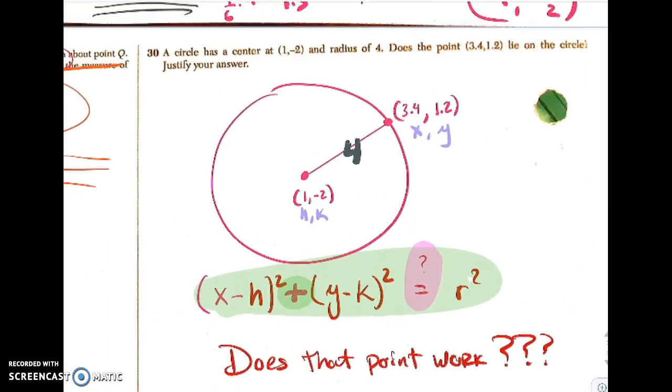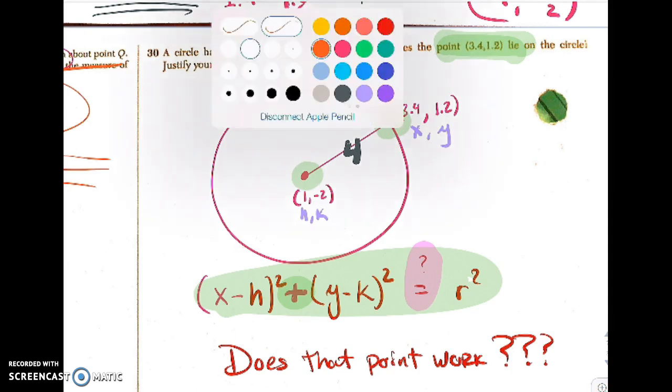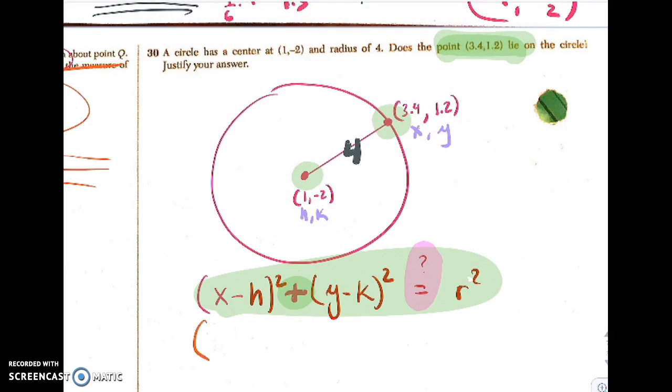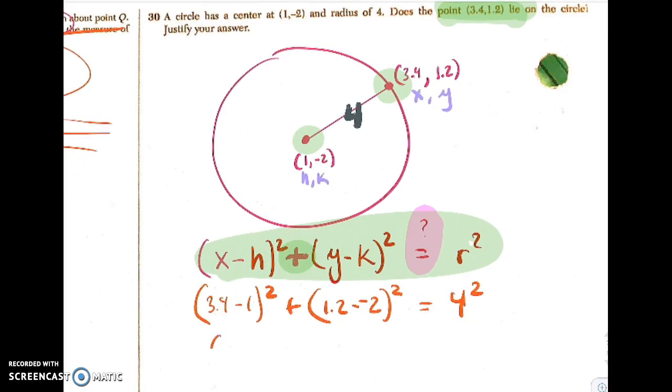This one is asking us, is the point 3.4, 1.2 on the circle? I drew it as if it was on the circle, but I'm not really sure that it is yet. If it works in the circle equation, then it is on the circle. So, does the point work? Let's see. X is 3.4 minus 1. That's H. Y is 1.2 minus a -2, squared, equals 4 squared. That's the radius. So 3.4 minus 1 is 2.4 squared.